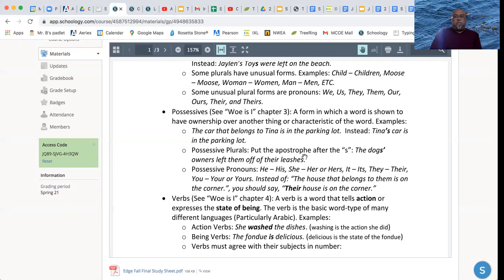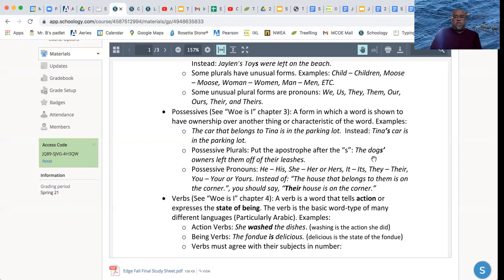Possessive plurals, put an apostrophe after the S. Now, when a word is both possessive and plural, the apostrophe goes at the end. Let me give you a sample sentence. The dogs' owners left them off of their leashes.